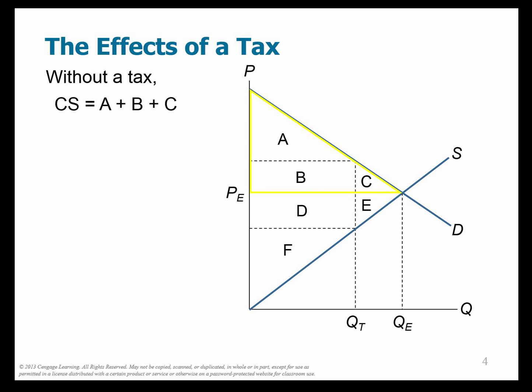Actually, let's calculate before the tax happens. We have this consumer surplus, A, B, and C all together. We have this producer surplus, D, E, and F. This is exactly like we learned about in Chapter 7. But now let's throw in this new idea, the tax, okay?